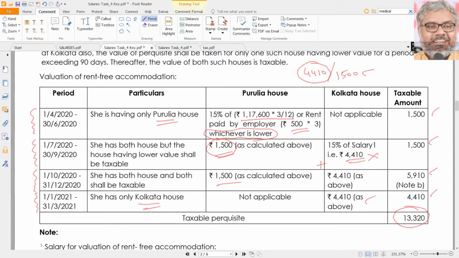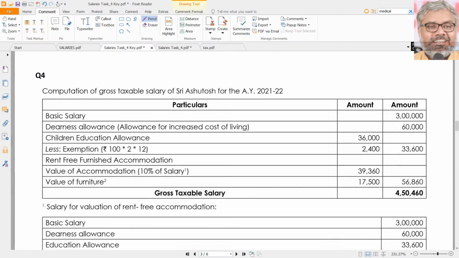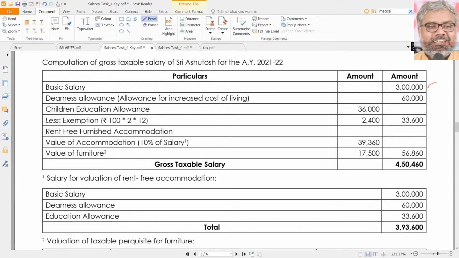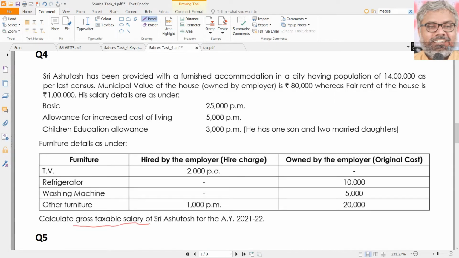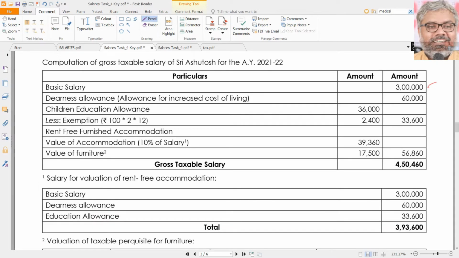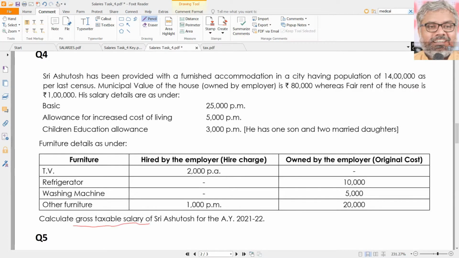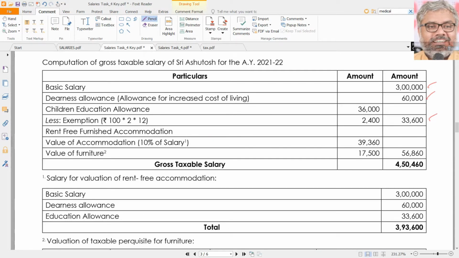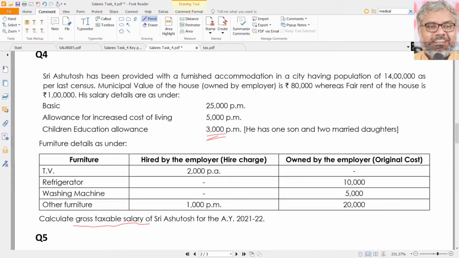So 25,000 per month. That is anyway to be included, which comes to 3 lakhs rupees, right? Then next one, allowance for increased cost of living, nothing but DA. Whatever it is, anyway doesn't matter, it is taxable, that is 60,000. Then children education allowance, 3,000 per month is given, but as we know, for 2 children only, it is 200 only will be exempt. That means how much will be taxable? 2,800 will be taxable. Multiply with 12, that comes to 33,600. That is a taxable children education allowance. That's all.